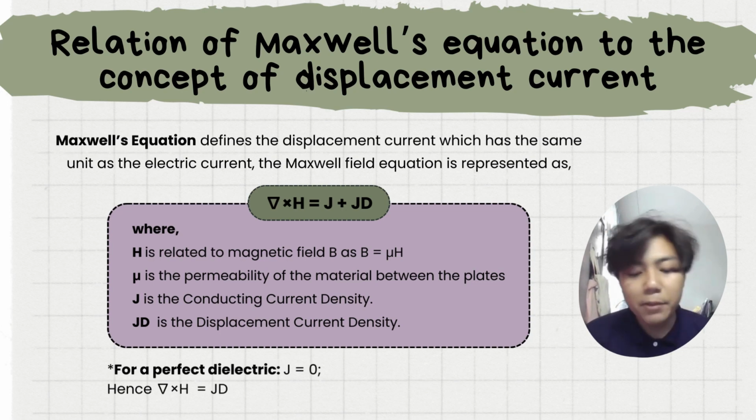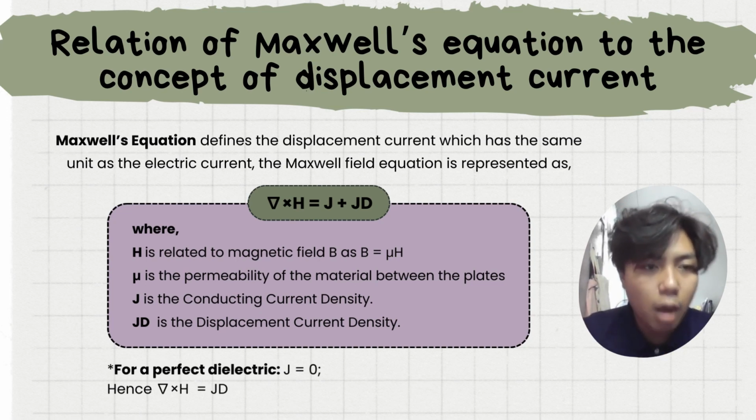Fun fact, before Maxwell, Andre-Marie Ampere had developed the famous equation known as Ampere's law. This law relates the magnetic field surrounding a closed loop to the conduction current traveling through that loop, multiplied by a constant known as the permeability of free space.